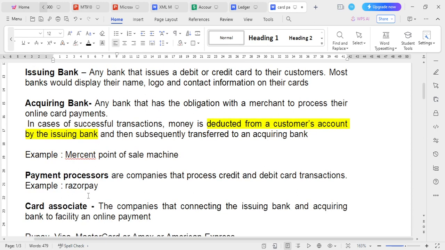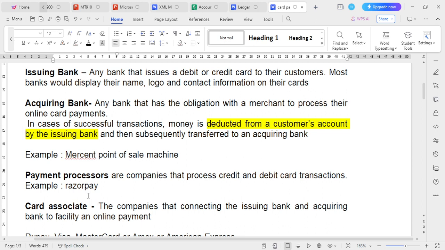Payment processor. Once you swipe the card, the payment processor collects your card details and transfers the details to the acquiring bank, card associate, issuing bank, and merchant bank, like that. They process the payment. They read your card details, encrypt them, and send them to the card associate.